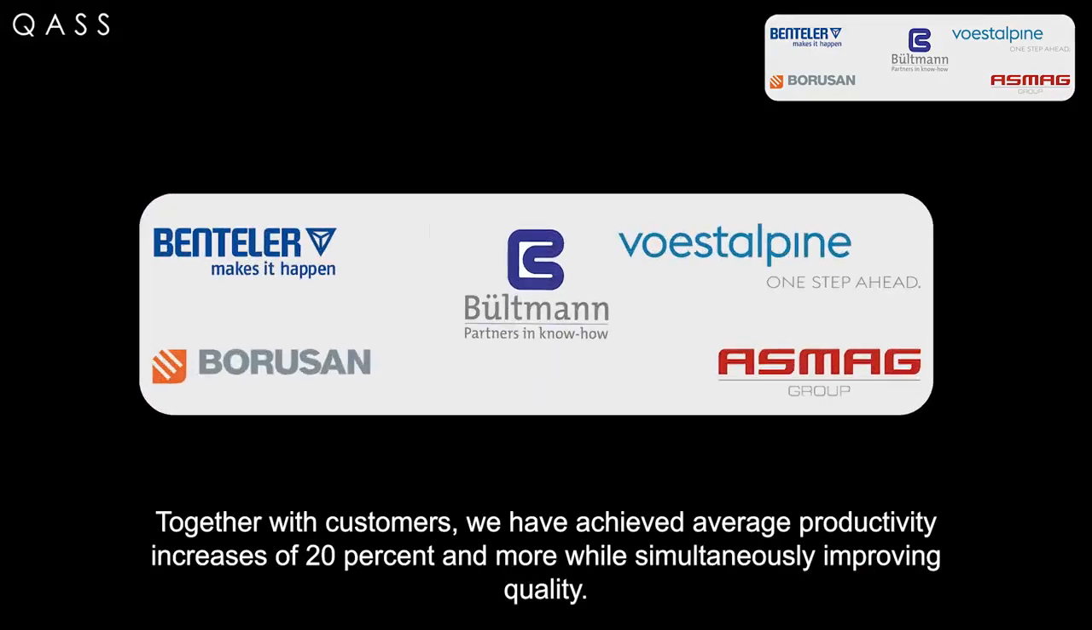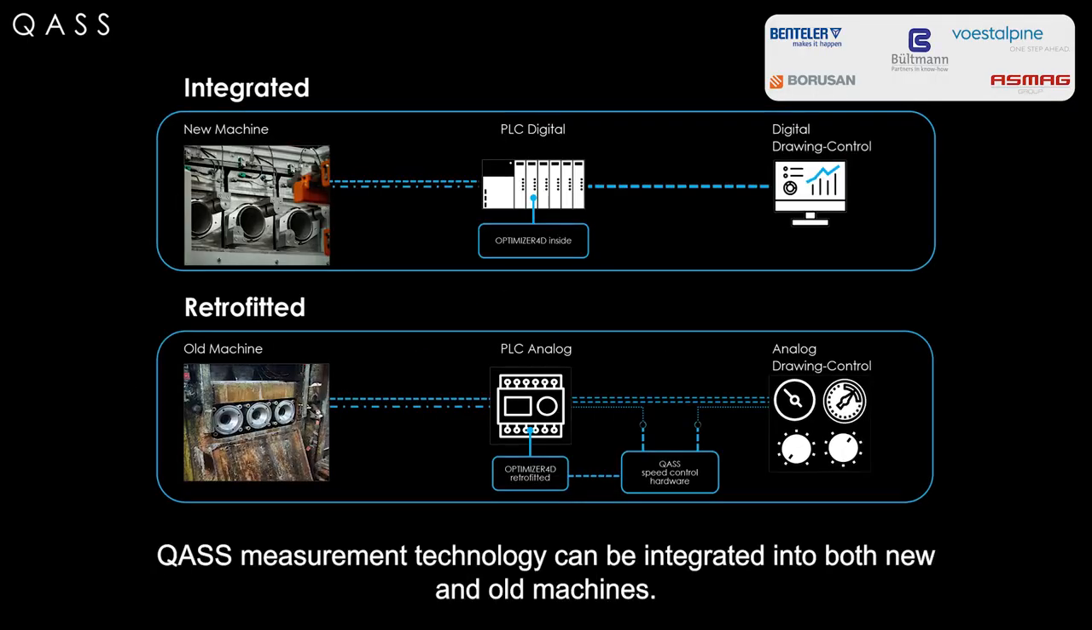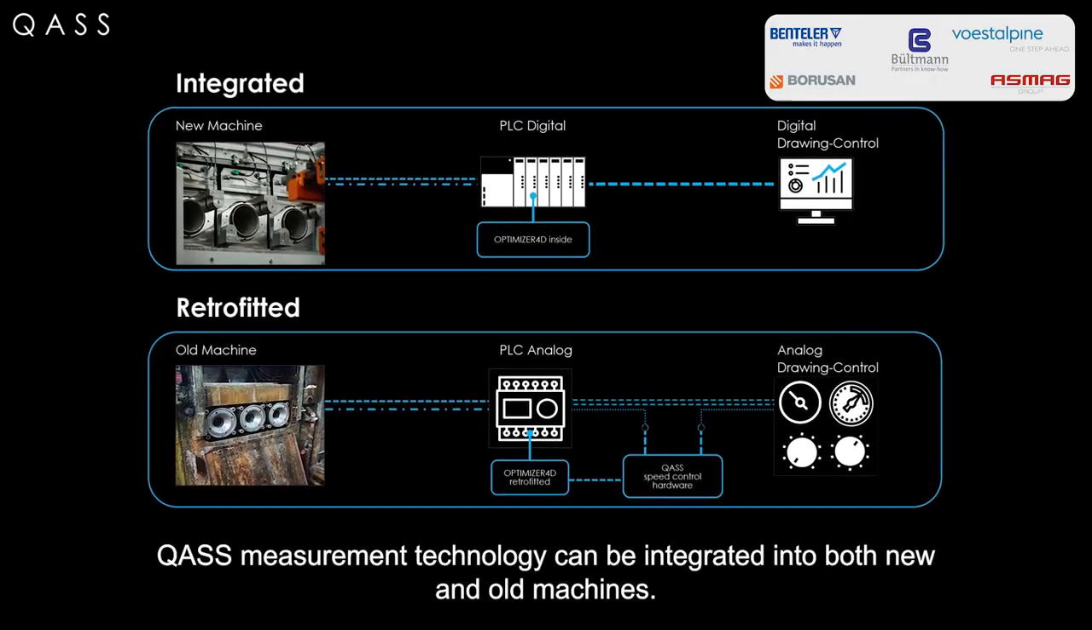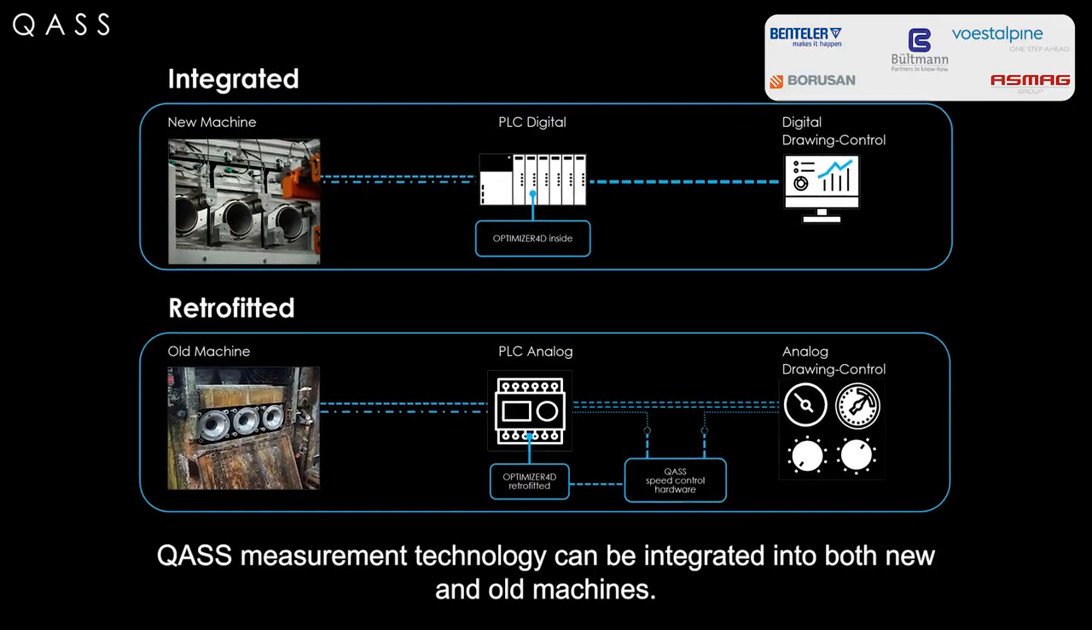Together with customers, we have achieved average productivity increases of 20% and more while simultaneously improving quality. QASS measurement technology can be integrated into both new and old machines.